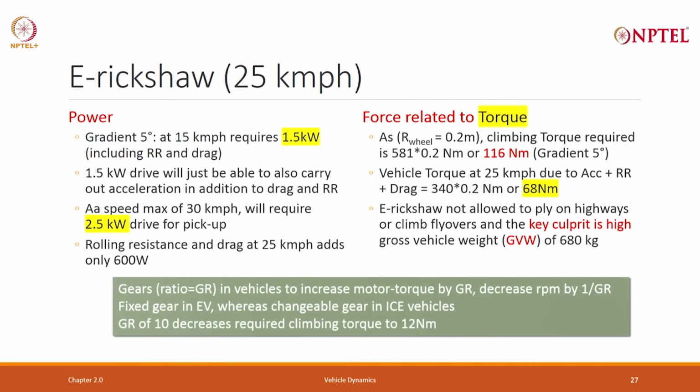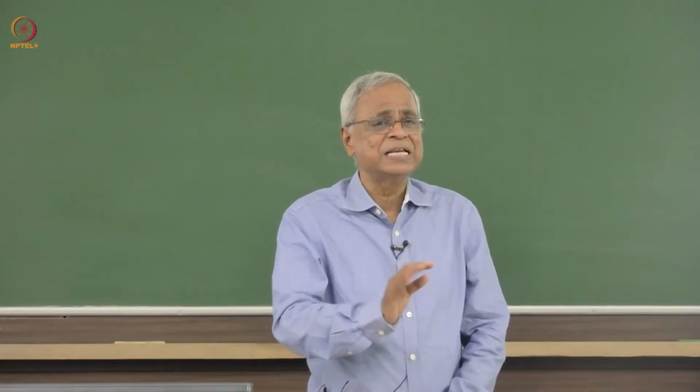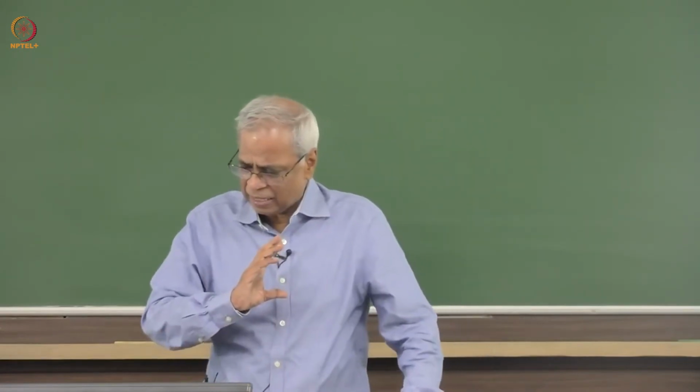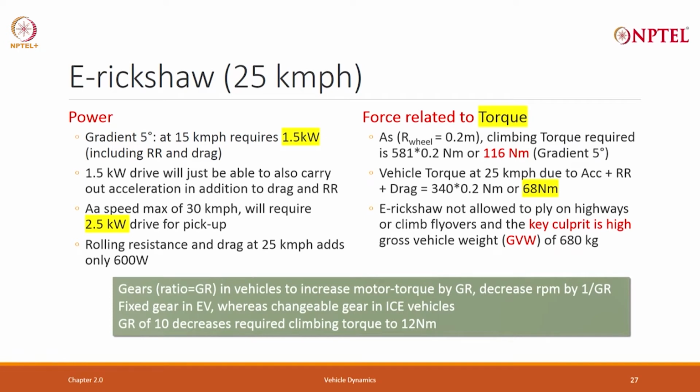Now, are you going to design a 1.2 kilowatt motor with 68 newton meter? No, even that is not possible, even torque of this size is not possible. So, all these vehicles will have gear. Now, gear is there in IC engines also, and gears will always be there in electric vehicles also. We will discuss this gear in detail later on. The gear in an IC engine, in a petrol engine, is a gear where the gear ratio can be changed.